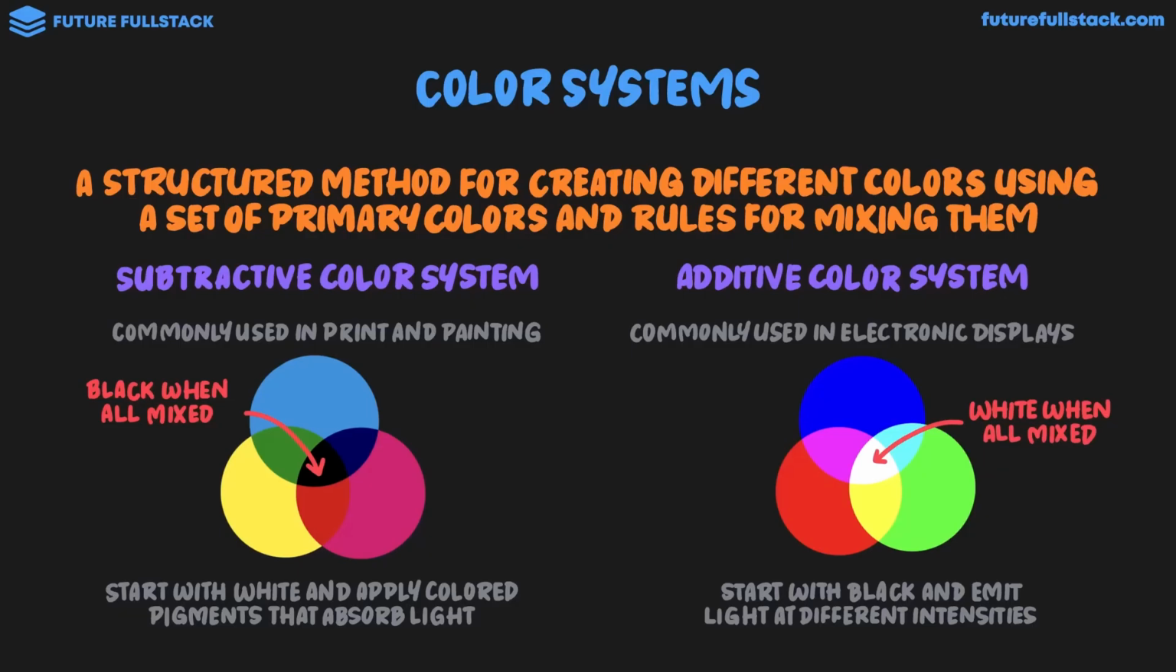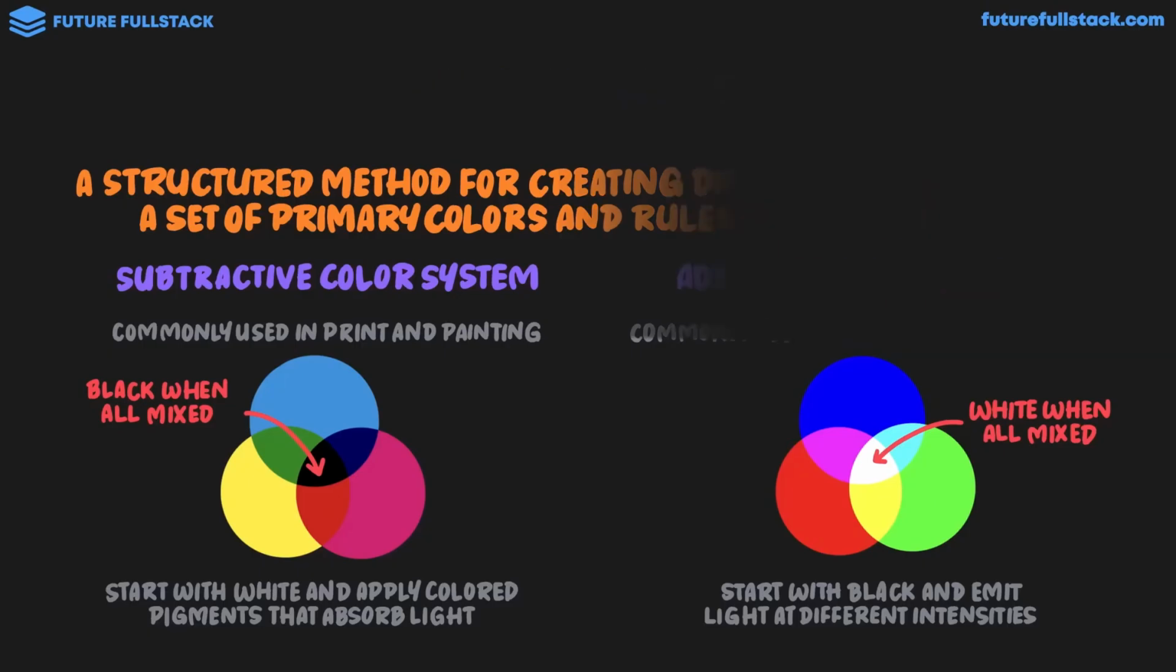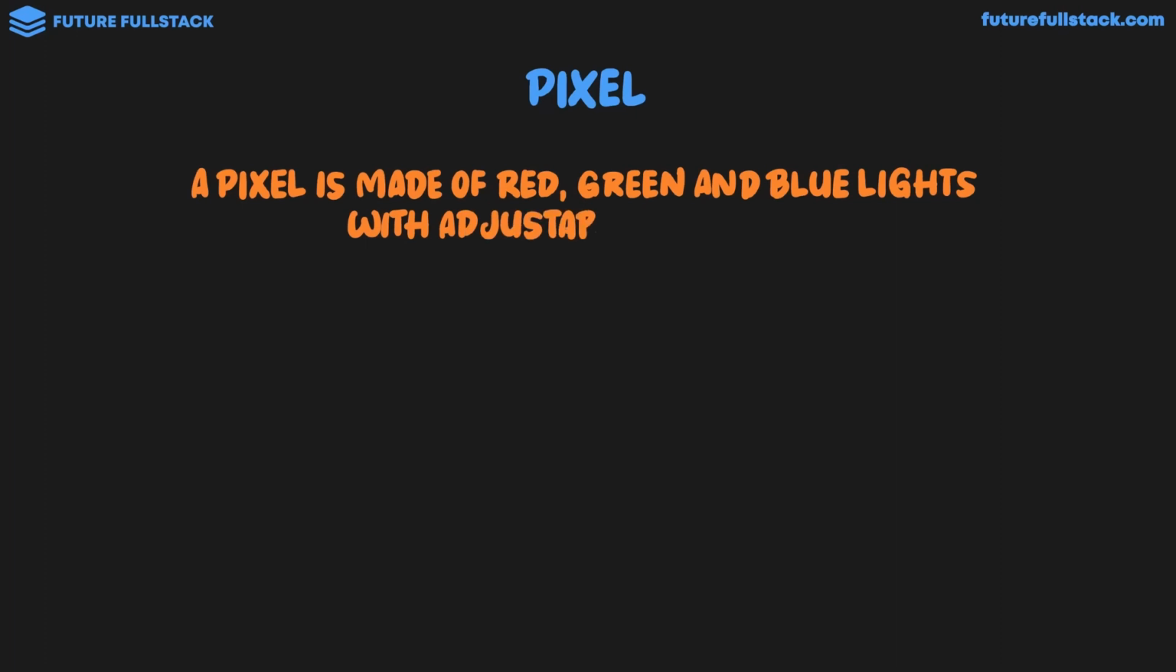Now, in the context of CSS, we use an additive color system. It's because our colors are on a digital screen. I now want to go back to pixels, but this time we're going to be talking about color and not size. A pixel on your digital display is made up of red, green, and blue lights with adjustable intensities, which means we can tweak how bright each one shines.